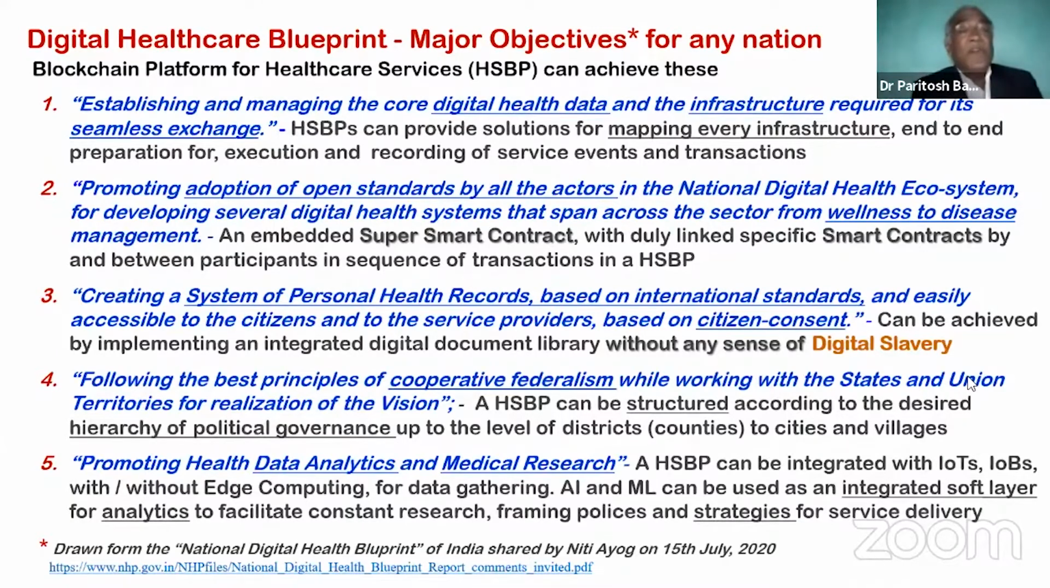My next point is following the best principles of cooperative federalism while working with states and union territories. Every country is governed under a certain structure, right from the central federal government level to the state level to the local government level of districts or counties, villages, and cities. A blockchain, whether private or government, operated by a private entity or government entity, can definitely be structured in such a manner that cooperation and collaboration across the levels is ensured.